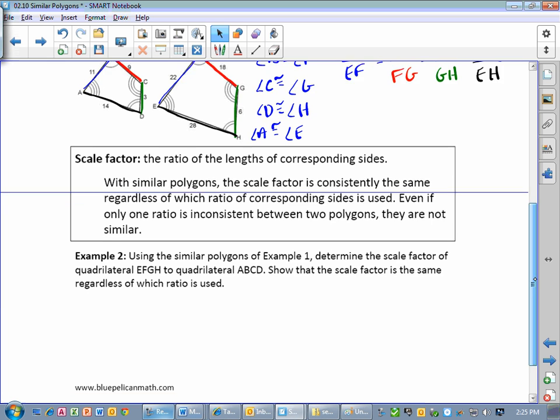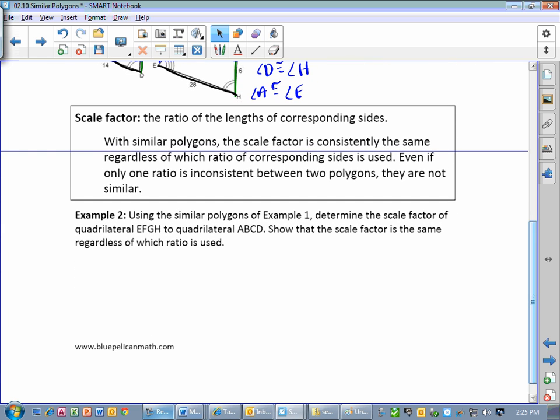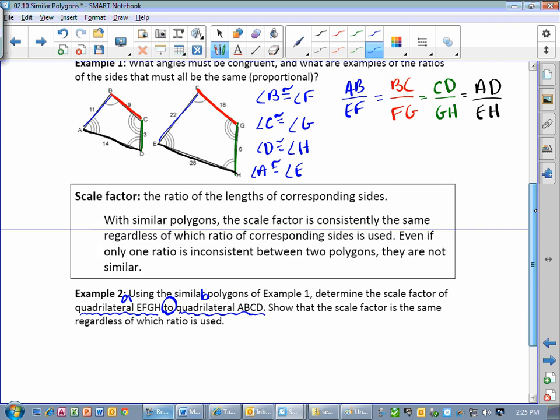Example 2 says, using the similar polygons, determine the scale factor of quadrilateral EFGH to quadrilateral ABCD, and show the scale factor is the same regardless of which ratio is used. This is what I mean when I say the order. Whenever we write this, it's kind of like A to B. So our lengths on EFGH will be on top of the ratio, and ABCD will be on the bottom. So let's do EF to AB.